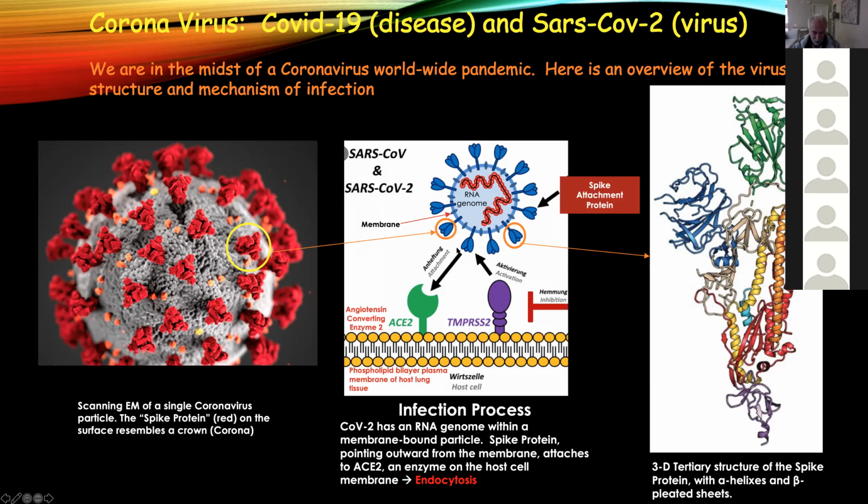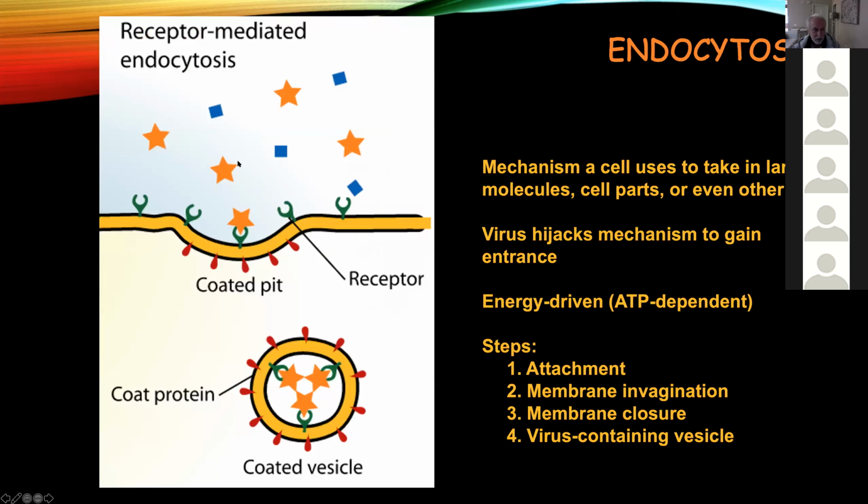So now, when spike protein binds to ACE2, it's taken into the cell by a process known as endocytosis. And that's shown here. So imagine the stars as the virus and the receptor on the surface of the cell. When the binding occurs, a coated pit forms and invaginates and pinches off so that a vesicle is made with the virus inside. And that vesicle can then break and release the virus inside the cell.